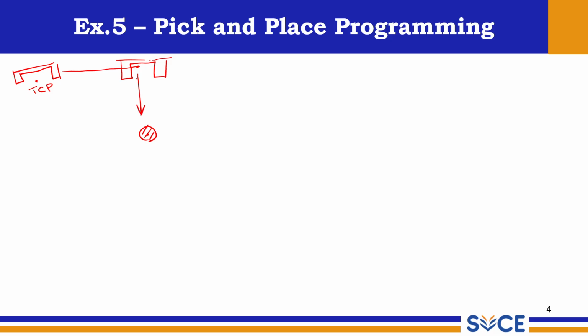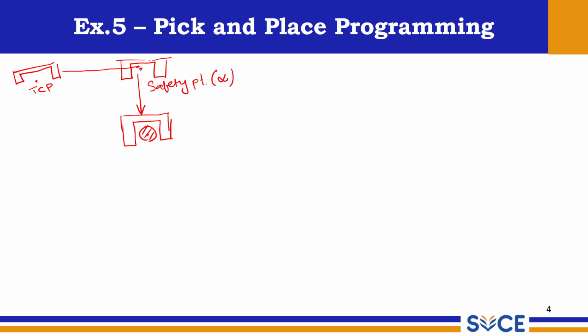Then it should decelerate vertically downwards in a perfectly straight motion. After reaching the part, it is supposed to hold, that is, grasp. Here there is a point, and this point is called the safety point. For understanding, we'll just name it alpha.